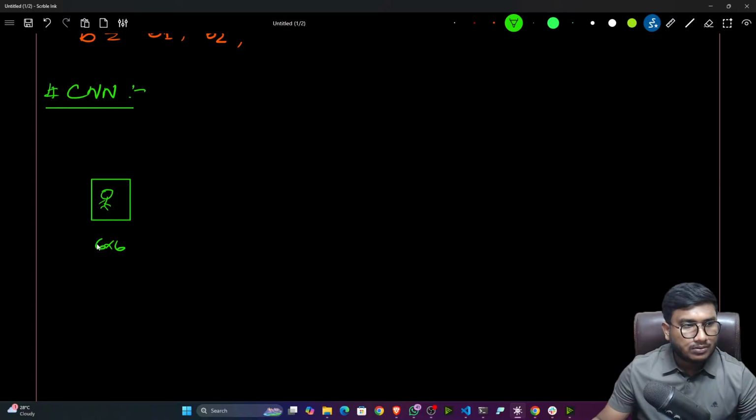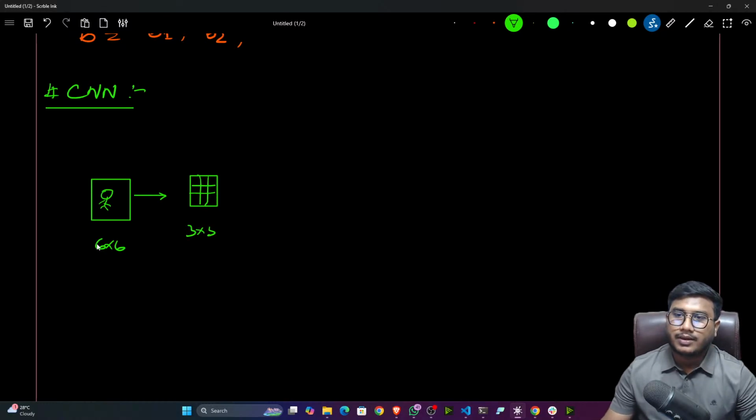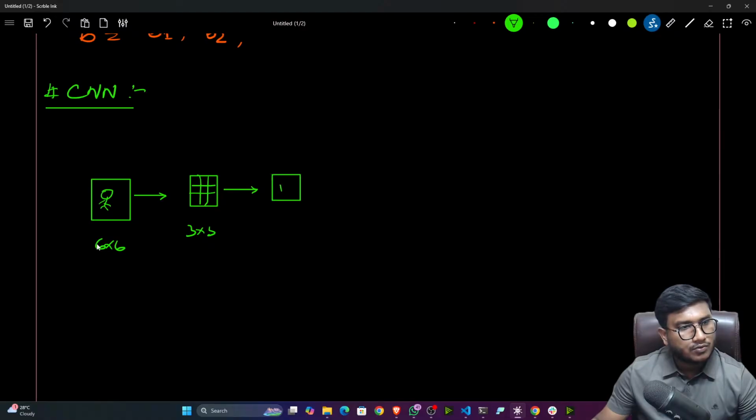So what you do, let me draw it. You apply something called filters. Yes or no? You apply filters. Let's say filter size is 3 cross 3. You apply some filters and it will give you what? It will give you a feature map, FM. Let's consider this is our feature map. Then what do you apply, guys? You apply the ReLU activation function.